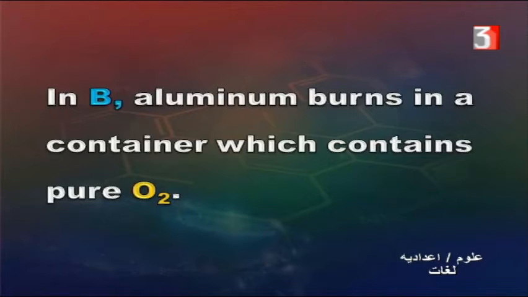In B, aluminum burns in a container which contains pure oxygen. So in the second tube, we add aluminum coil with pure oxygen, which is 100 percent.